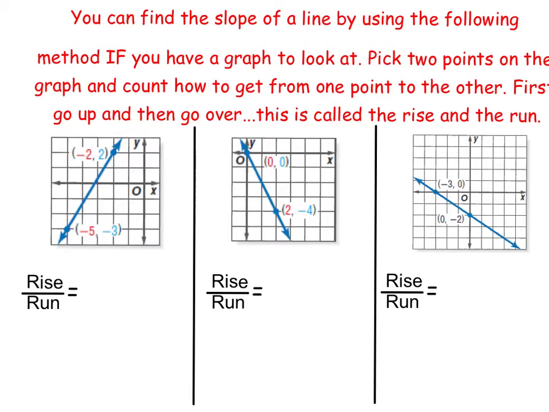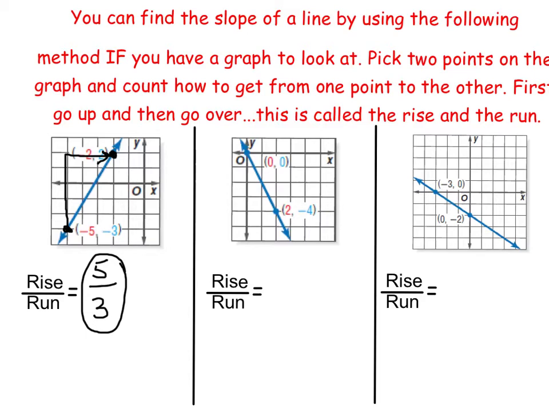Let's go ahead and try one. Taking a look at this first graph, we have 2 points that are already selected for us. We have this point down here, and then we have -2, 2. Now, in order to get from our bottom point up to the top point, we need to first rise. So we count how many spaces we need to rise: 1, 2, 3, 4, 5. And then we would need to run 1, 2, 3 to the right. So our rise over run is 5/3, and our slope is 5/3.